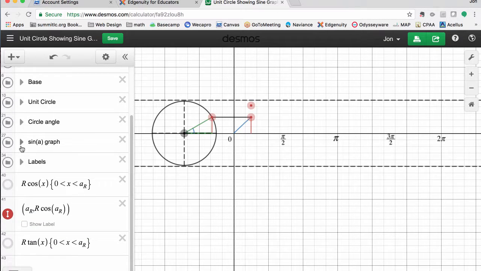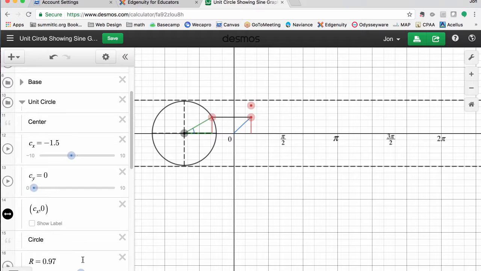I've got to tweak something here. Hold on a little bit. Yep, I changed my radius. I've got to make it back up to 1. There we go.